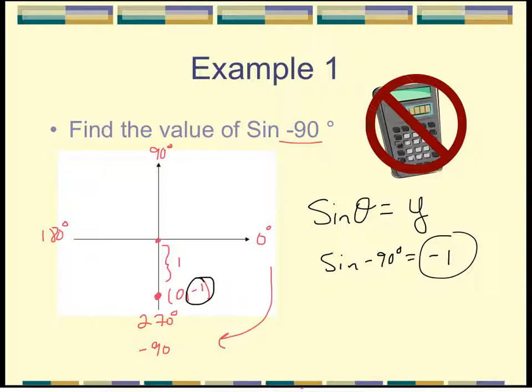And the idea here is we can plot all these points around the 0, the 90, the 180, and the 270. And we just look, if it's cosine, we look at x, if it's sine, we look at y, and if it's tangent, we look at y over x. And that's how we can put all these values together.